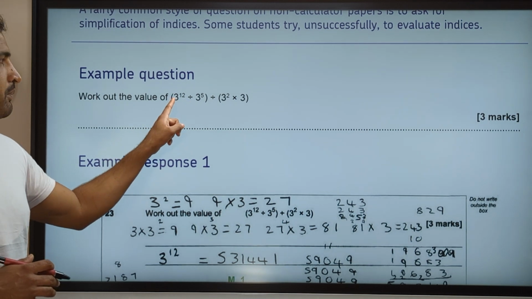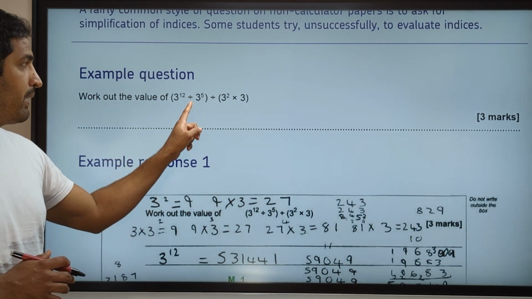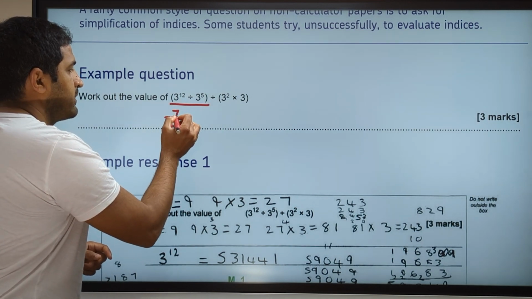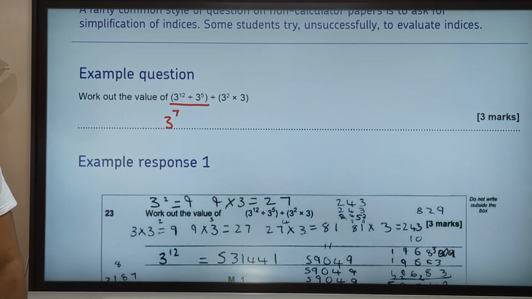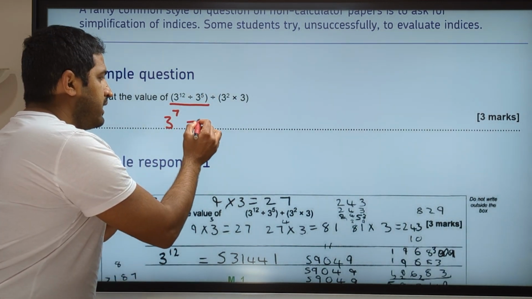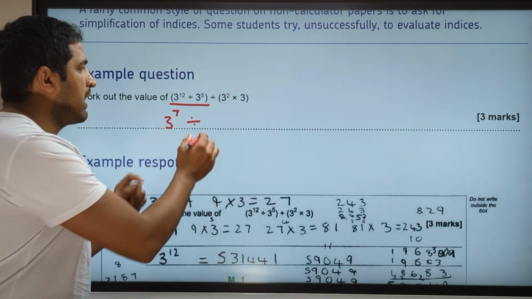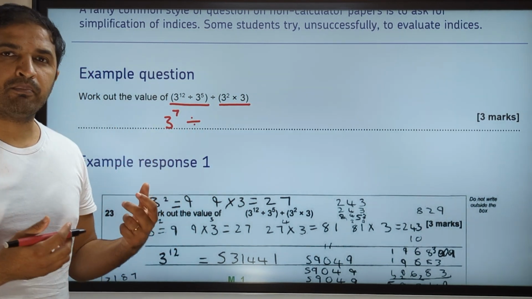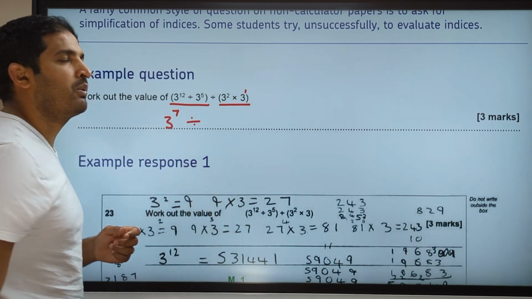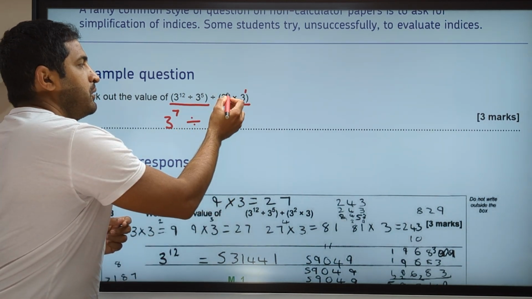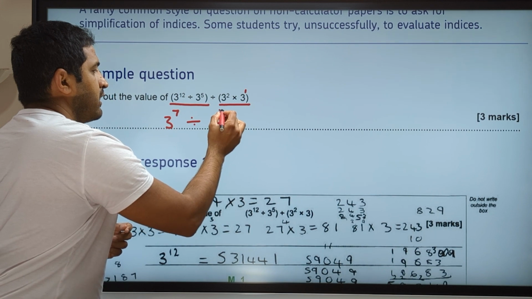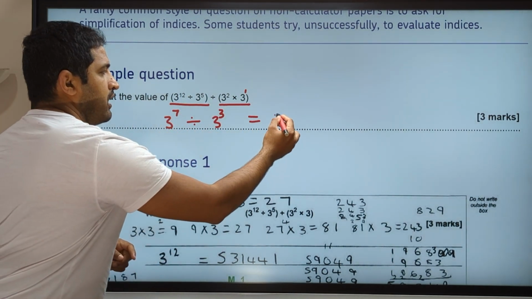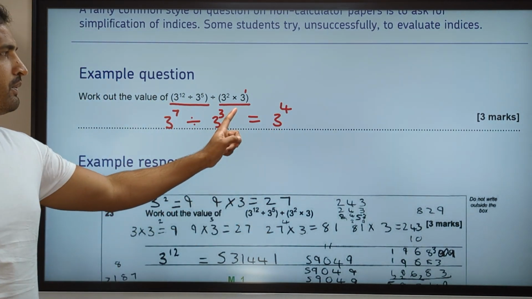If you're dividing index numbers with the same base, you take away the power. So you do the bracket first, which gives you 3 to the power 7, because 12 take away 5 is 7. Then again dividing, but now you need to do this bracket first here. 3 squared times 3. If you're multiplying with the same base, you add the power. This one has power 1. So 3 to the power 2 add 1 gives you 3 cubed. Now again dividing, so you take away the power, which gives me 3 to the power 4. 7 take away 3 gives you 4.